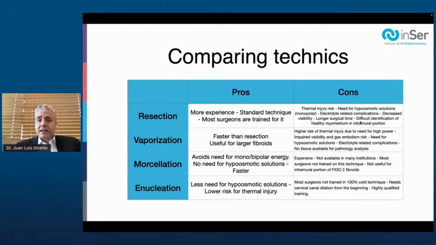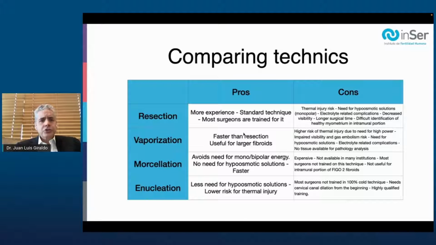And definitely because it's difficult to identify the healthy myometrium in the intramural portion of those fibroids. When you resect the intraluminal portion of the fibroid, it's really easy. But once you need to get into the myometrial cavity to resect that rest of the fibroid that is included in that myometrial wall, then you start to lose the limit between healthy and pathological tissue. And there is where you can cause thermal damage to the surrounding myometrium.